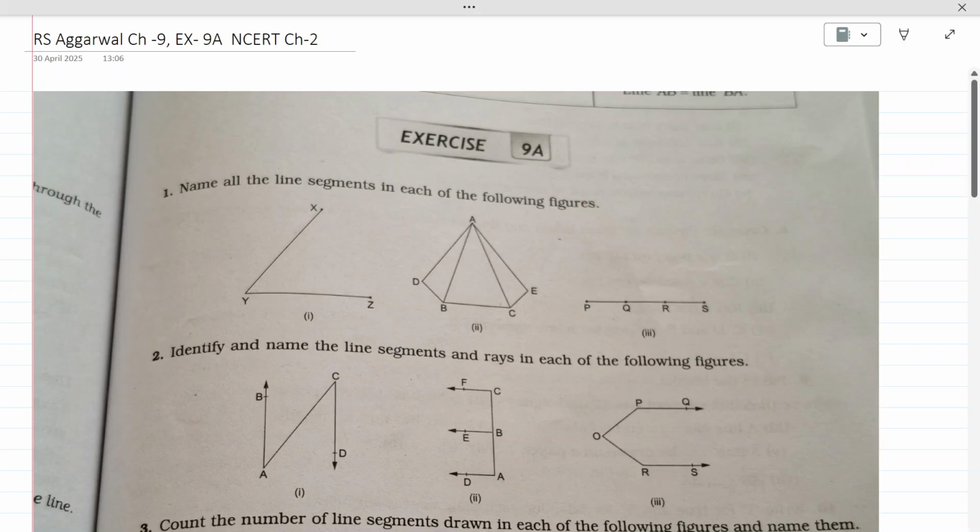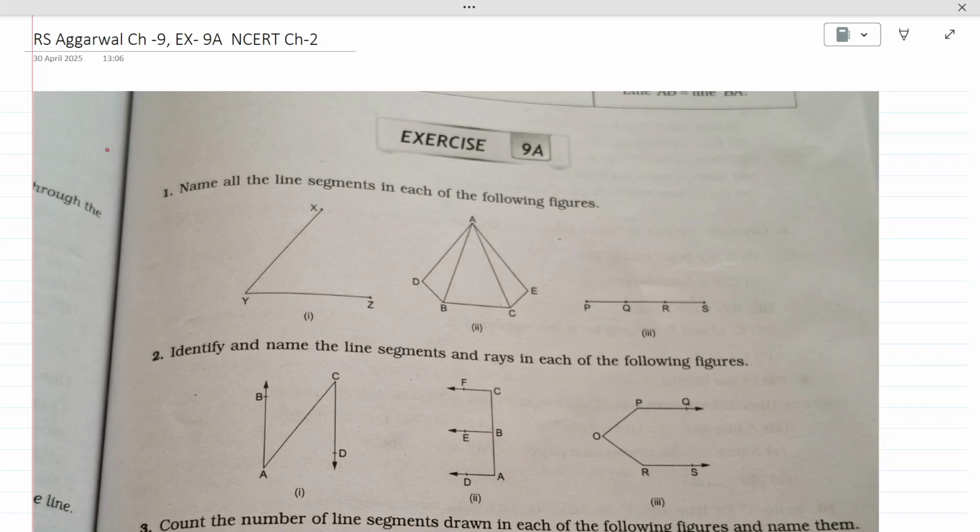Hello kids, we have completed our chapter 2 lines and angles from NCERT book. So now we are going to start the same chapter from RS Aggarwal. I'm going to start with exercise 9A and pick up only those questions which we have not covered in NCERT. Okay, so without wasting time, let's start this exercise.